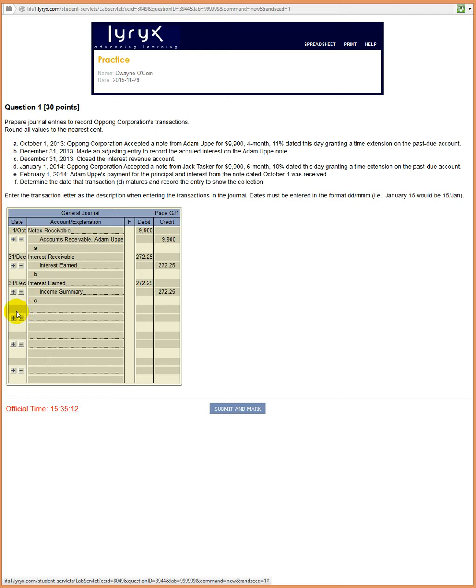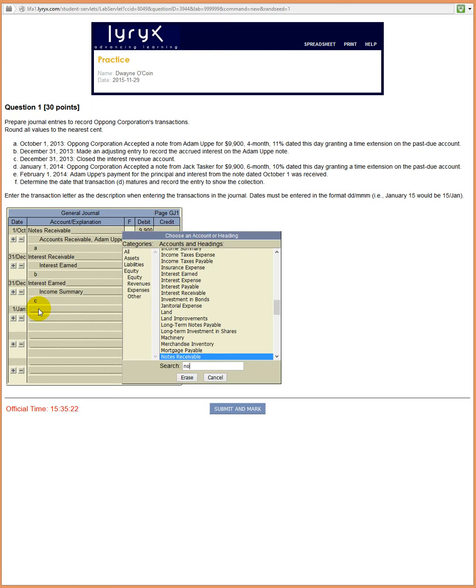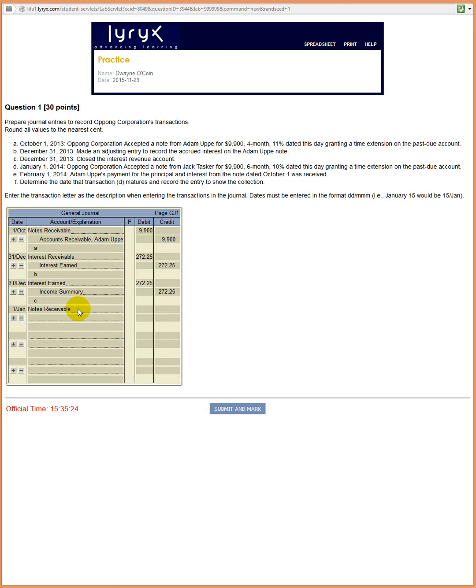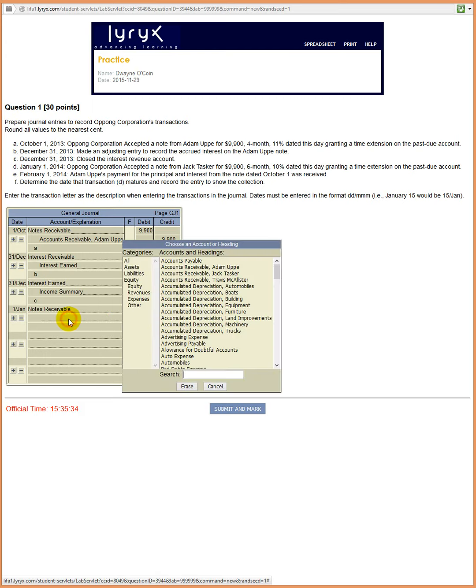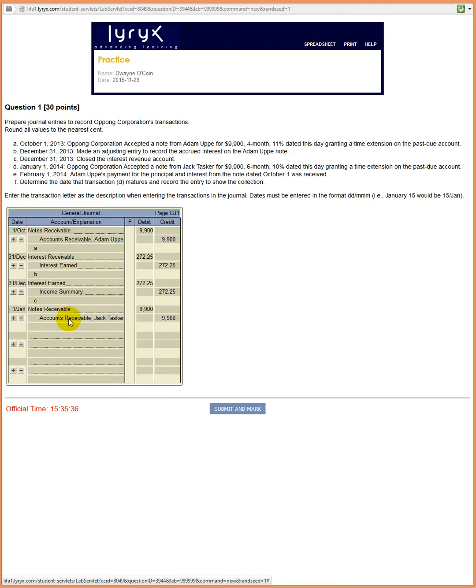So then January 1st. January the 1st, 1/1. We set up a new one, another note receivable, New Year's Day coming into the office to give Jack Tasker the ability to give us a note receivable in exchange for Jack's past due note. And that's transaction D.